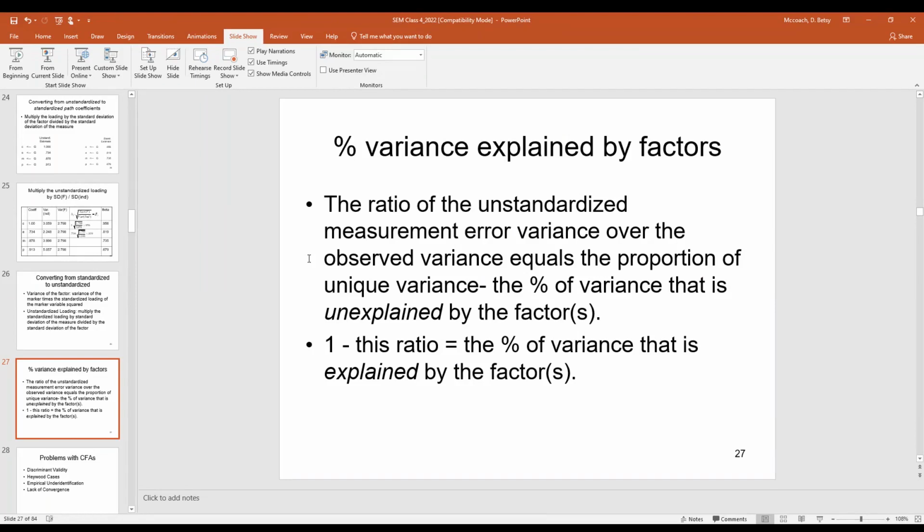Sometimes it seems weird to people at first that you've got the error variance. You're always going to end up with the proportion of the variance that isn't explained by the factor, and then you say, okay, 1 minus the proportion I don't explain is what I am explaining. Does that make sense? Okay.